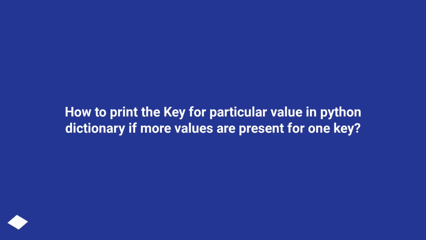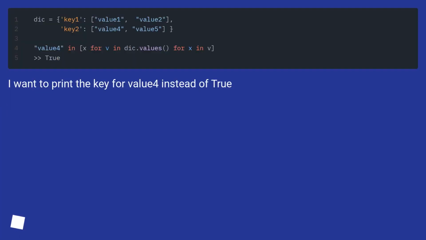How to print the key for a particular value in a Python dictionary, if more values are present for one key. I want to print the key for value 4 instead of true.